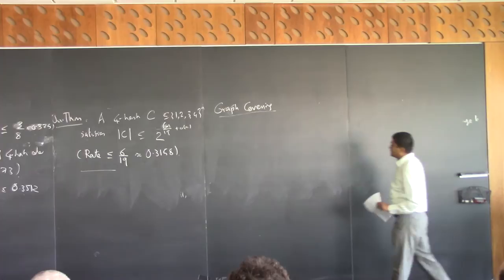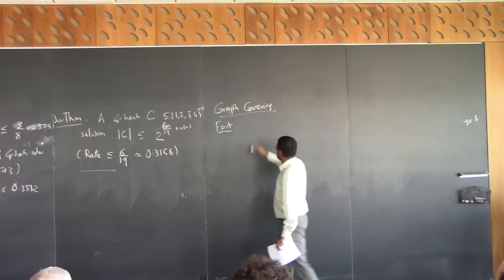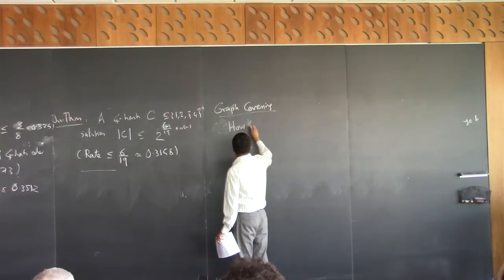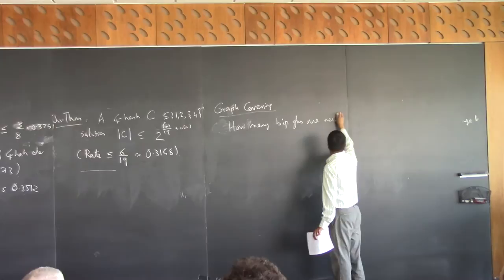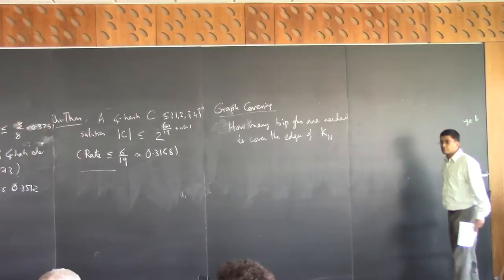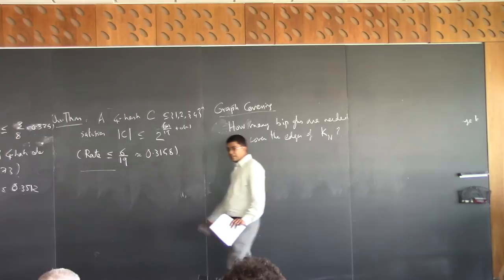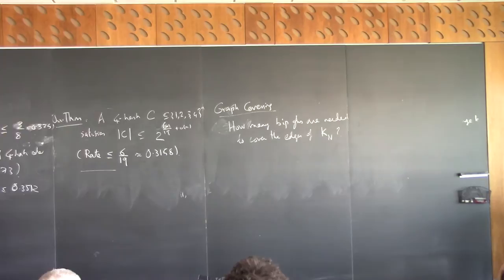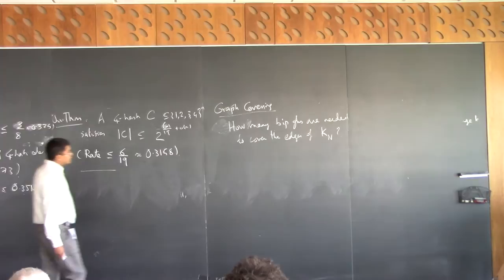So here is a fact you might all be familiar with. Let me ask this question. How many bipartite graphs are needed to cover the edges of the complete graph on n vertices? You can pick any set of bipartite graphs. Every graph you pick should be bipartite. It can have isolated vertices. The graphs should be bipartite, and together they should cover all the edges. Answer?